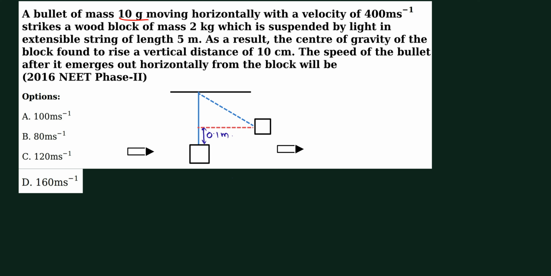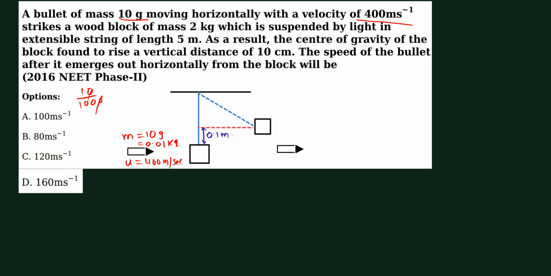A bullet of mass 10 grams is moving horizontally with a velocity of 400 meter per second. The mass of the bullet is 10 grams; we can write 10 by 1000, which is 0.01 kg. Initially it is moving with a velocity of 400 meter per second, so U equals 400 meter per second. This is the bullet information.